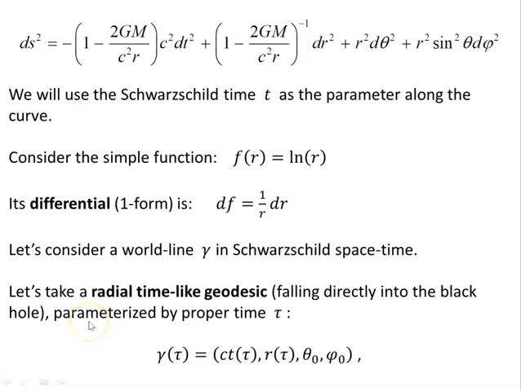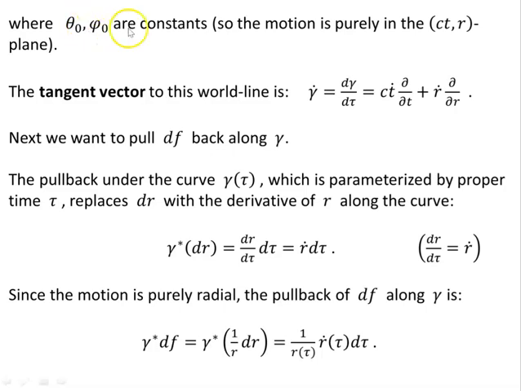And the geodesic will be parameterized according to the proper time as measured by the falling observer using their own wristwatch or timing device they carry with them. Same with the particle. So gamma of t will be ct of tau, where tau is proper time, r of tau, and then theta 0, phi 0 are constants because it's going to be purely radial motion. All right, where theta and phi are constants, so the motion is purely in the ct-r plane.